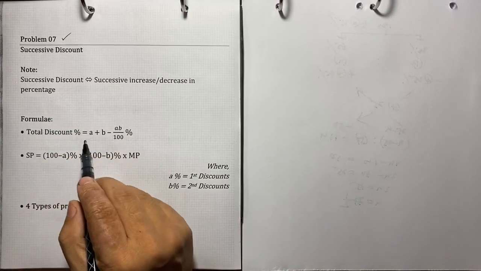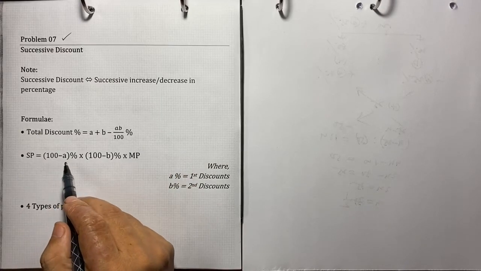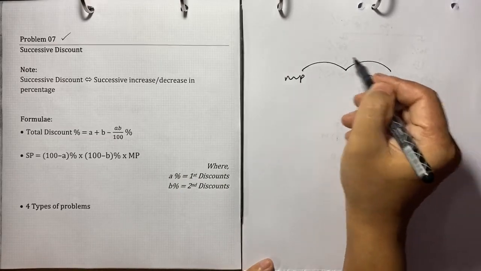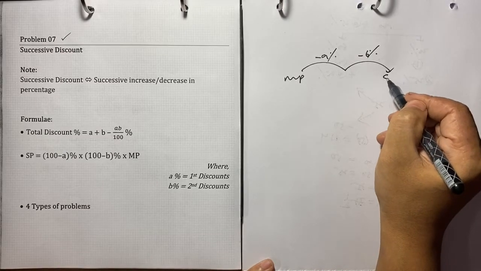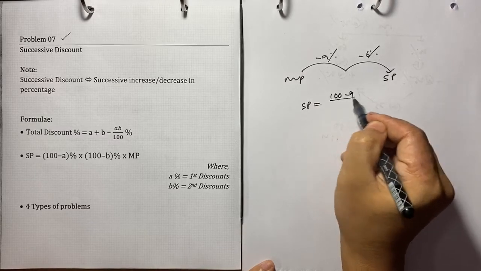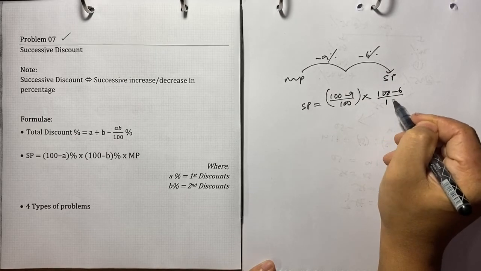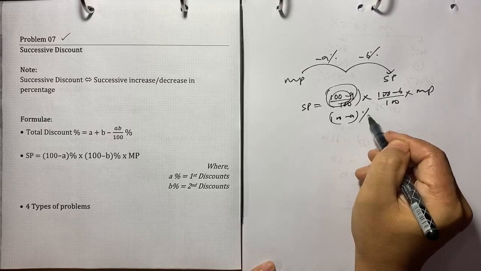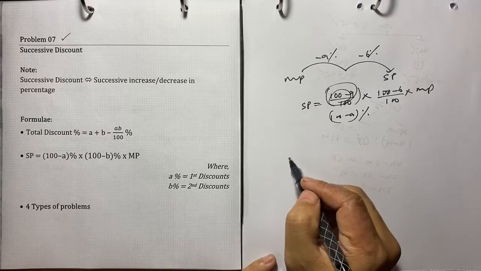Along with the formula for total discount equals A plus B minus AB by 100%, the selling price equals 100 minus A percent into 100 minus B percent into the mark price. If discount A percent is given first and then discount B percent, it will become a new number, which is the selling price. So the selling price will be 100 minus A percent into 100 minus B percent into the mark price.